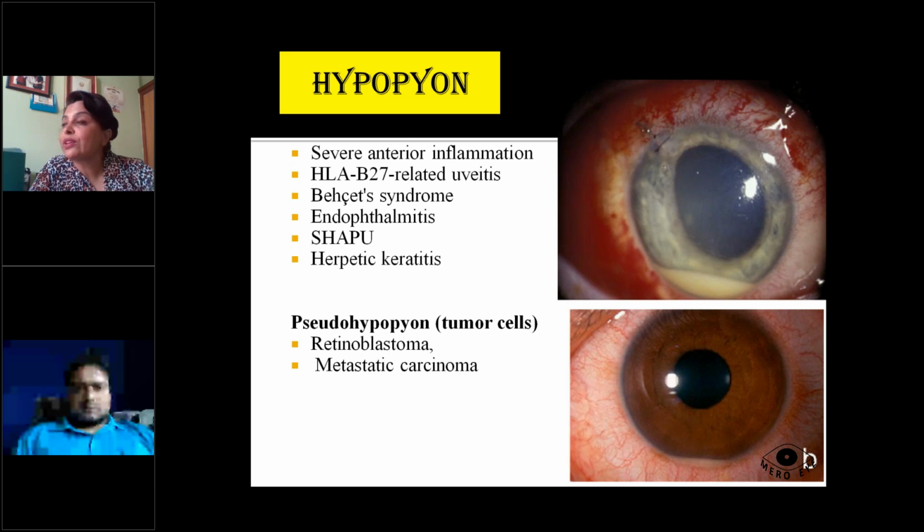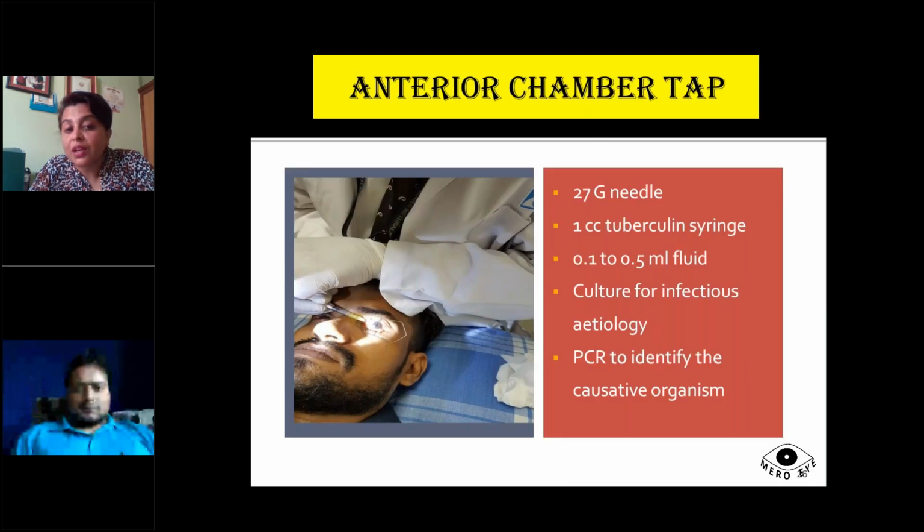Sometimes this hypopyon can be misleading because it could be a case of pseudohypopyon, like in masquerade syndromes such as metastatic carcinoma or retinoblastoma. The etiological diagnosis in such cases can be done easily with the help of an anterior chamber tap. The anterior chamber tap can be done as an OPD procedure, like this being done with Dr.